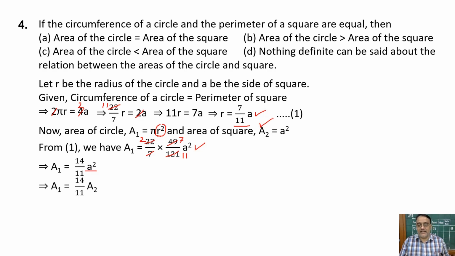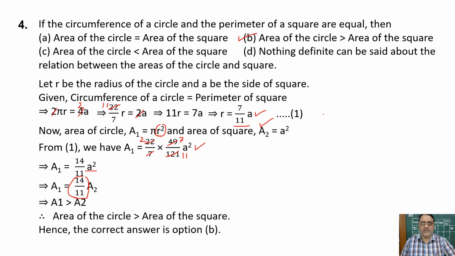That means a1 बड़ा है कि a2 बड़ा है? Which is greater, a1 or a2? A2. How a2? 14 upon 11 is more than 1 है ना? 14 upon 11 is more than 1. So that means a1 is greater than a2. Right? A1 क्या है? Area of circle is greater than area of square. So which option is the correct one? Option B. Right? Any doubt in this question?